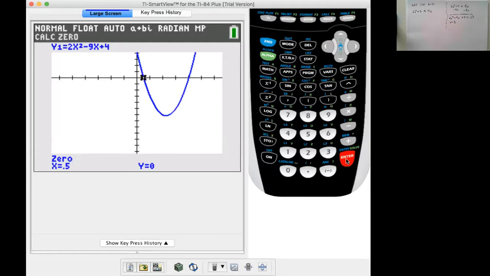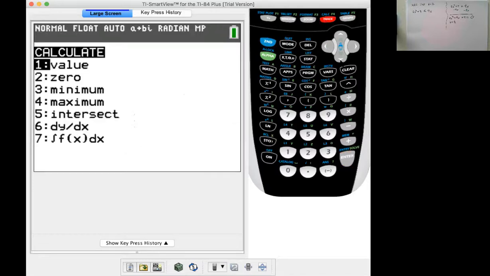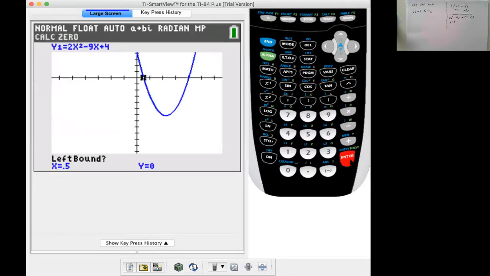How do I get the other one? Again, second calc, 0 finder. Let's move the man in the spaceship a little bit to the left of the crisscross point. Enter a little bit to the right of the crisscross point. Enter on the close to the crisscross point. And it's telling me I have a 0 of 4. So the graphing calculator has a nice 0 finder that you certainly can use to see what your zeros are.